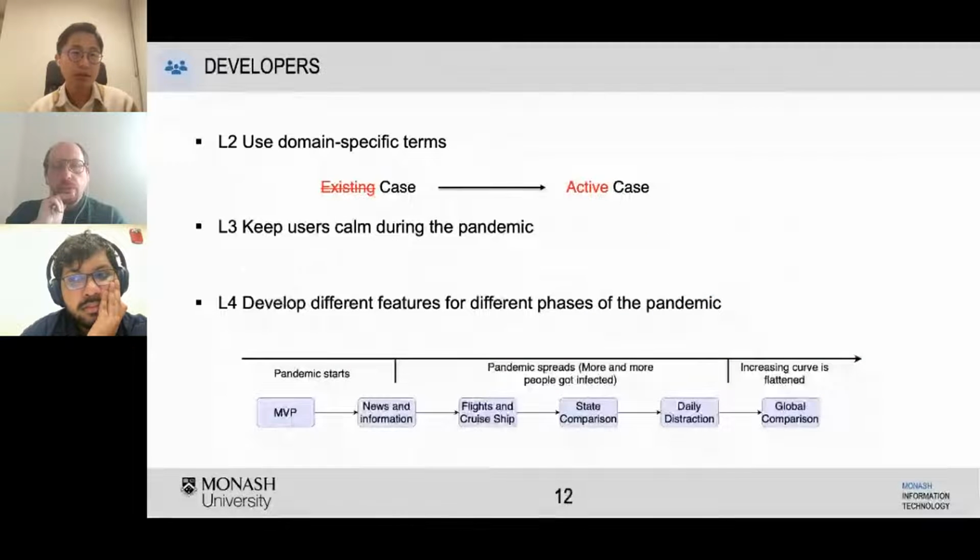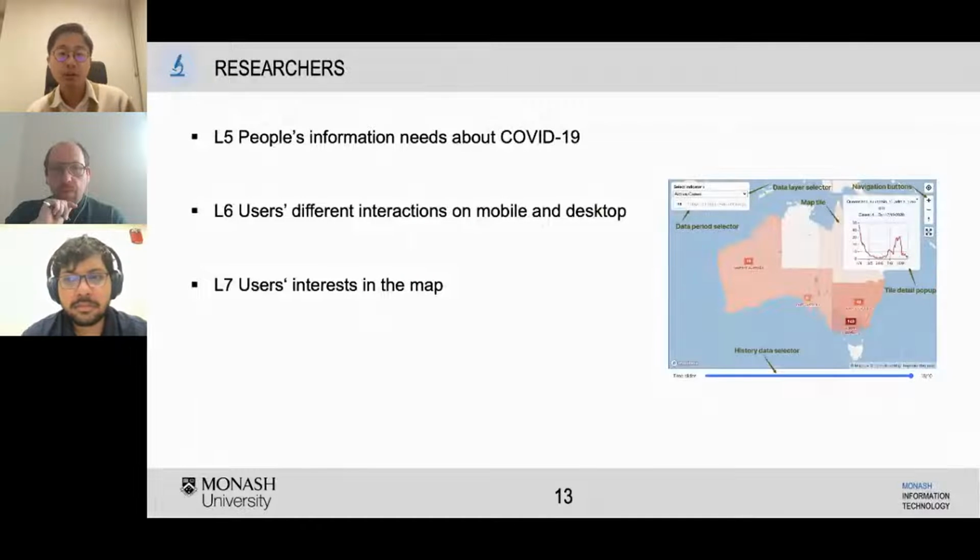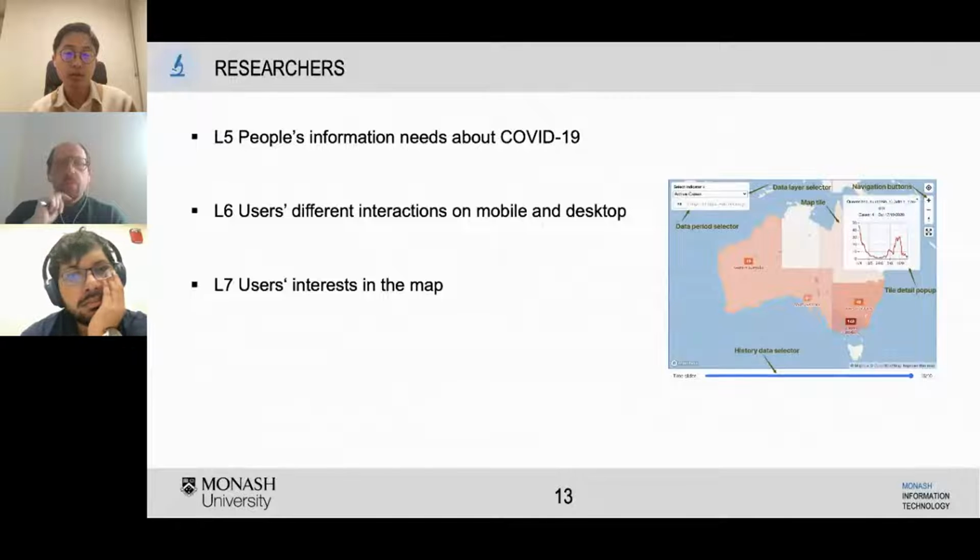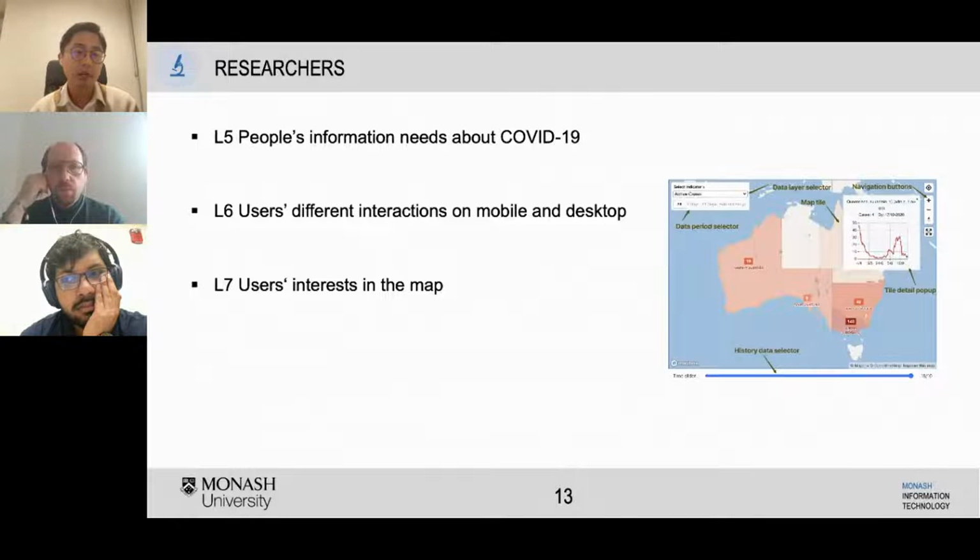And there are also other lessons like use domain-specific terms, keep user count during the pandemic, and develop different features for different phases of the pandemic. During the development of the dashboard, we also collected user feedback and their overall usage activities through Google Analytics and came out with the 3 lessons that the researchers might be interested in, which are the people's information needs about cases, users' different interactions on mobile and desktop end, and also their interest in interacting with the map.